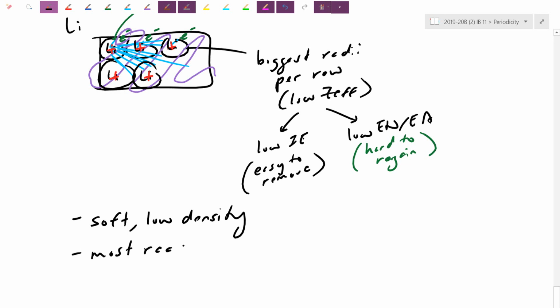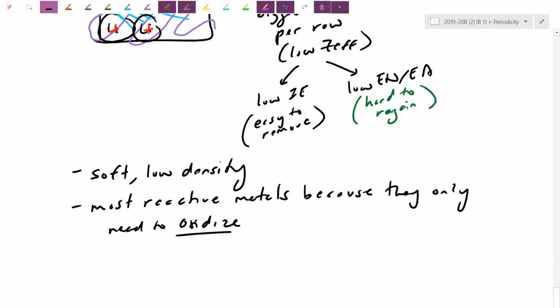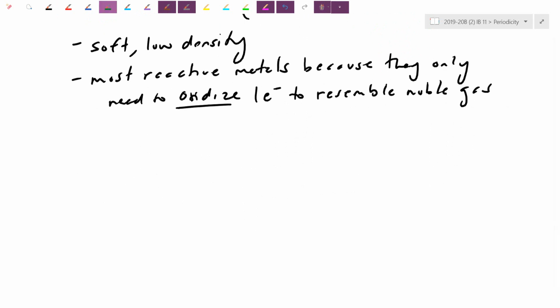These are the most reactive metals because they only need one electron, and then they're already a noble gas. Alkaline earth metals are somewhat reactive, but they need to lose 2 electrons. Most reactive metals because they only need to oxidize. I'm going to use that language of reduction and oxidation. Oxidize meaning lose electrons. Oxidize 1 electron to resemble a noble gas, to be isoelectronic with a noble gas. Remember, the element is not transforming. I don't suddenly change into a noble gas, but at least my electron structure, my outer shells, look like a noble gas. So in this section here, we are interested in this reactivity. We're interested in how things bond.